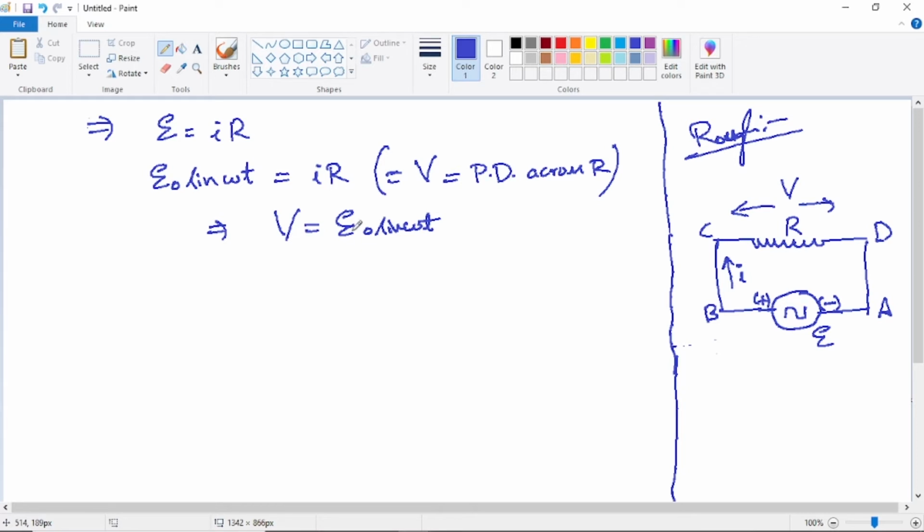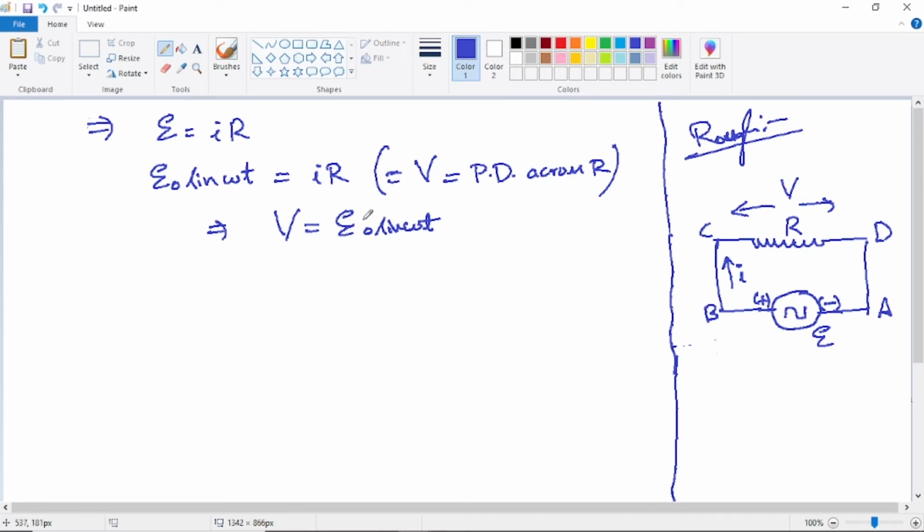How much is that maximum potential difference? E naught into 1, that's nothing but E naught. E naught we have already seen is the peak EMF, or the maximum value of the EMF. It is also the maximum value of the potential difference across the resistor. So that is very important. E naught is also called the maximum value of the voltage across the resistor. It's called the peak voltage.